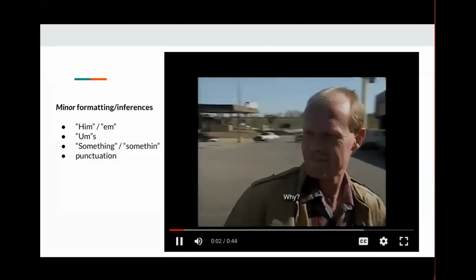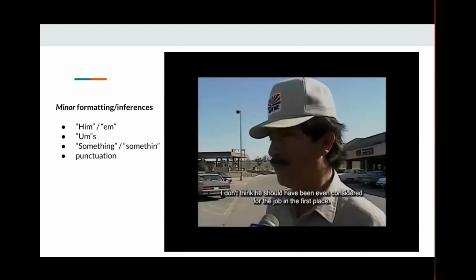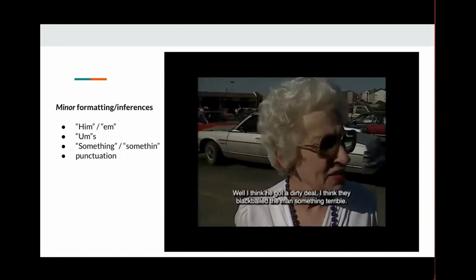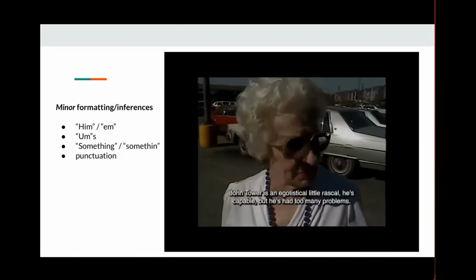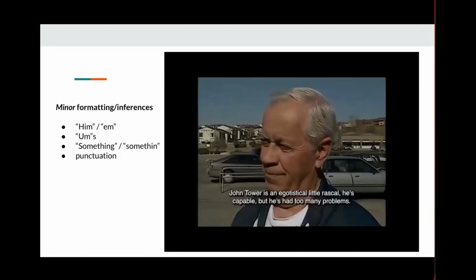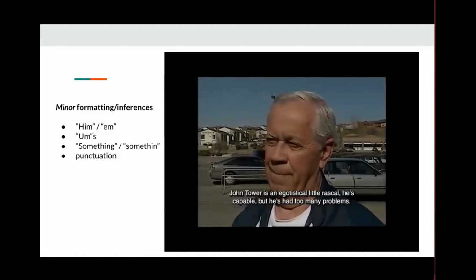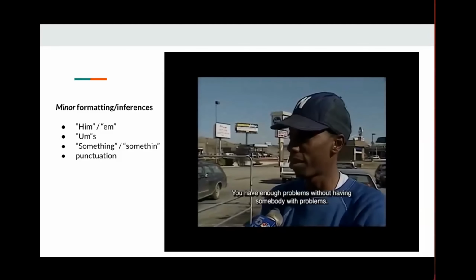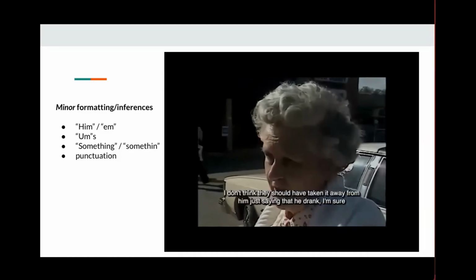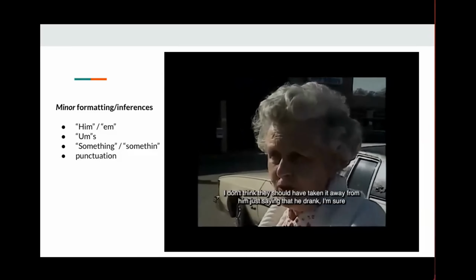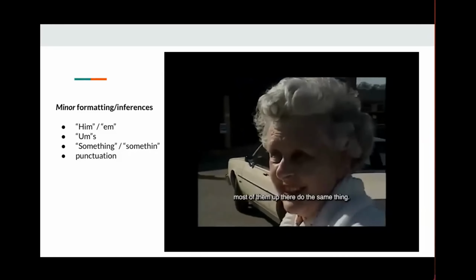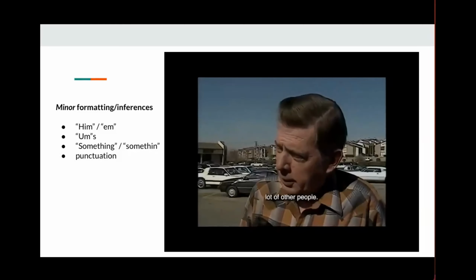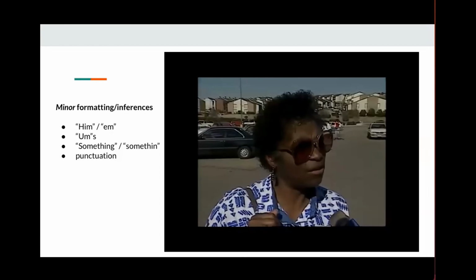They should have let him in. Why? Because I like the guy. I don't think he should have been even considered for the job in the first place. Well, I think he got a dirty deal. I think they blackballed the man, something terrible. John Tower is an egotistical little rascal. He's capable, but he's had too many problems. We have enough problems without having somebody with problems. I don't think they should have taken it away from him just saying that he drank. I'm sure most of them up there do the same thing. It's a shame. He was qualified. Yes, he had some problems, but not no more severe than a lot of other people. I really don't think he was treated fairly.